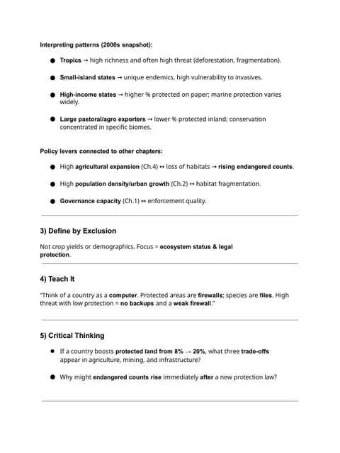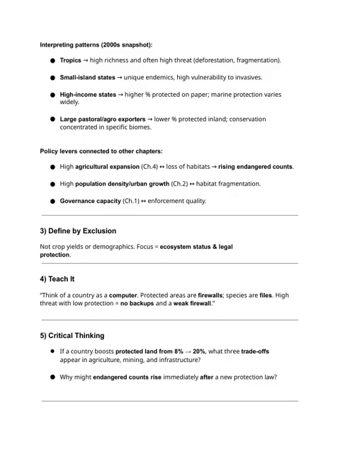Now, these patterns are not isolated. They're connected to broader policy levers we discussed in other chapters. For example, high agricultural expansion, as we saw in Chapter 4, leads to habitat loss and contributes to increasing numbers of endangered species. Similarly, high population density and rapid urban growth, covered in Chapter 2, cause habitat fragmentation, breaking up ecosystems into smaller, less viable patches. Governance capacity, which we explored in Chapter 1, plays a crucial role here too. The ability to enforce conservation laws and manage protected areas effectively can make a big difference in outcomes.